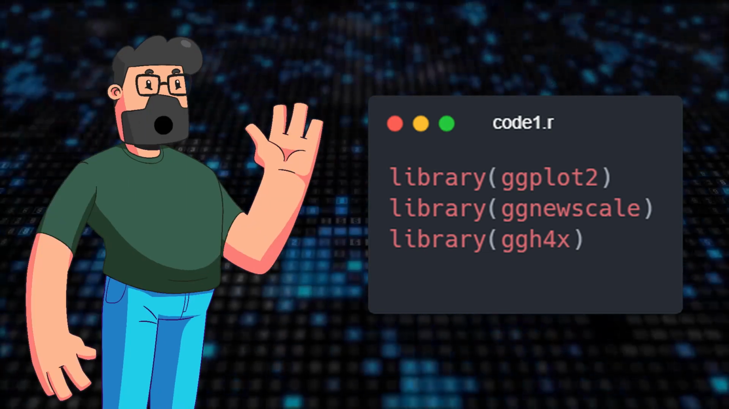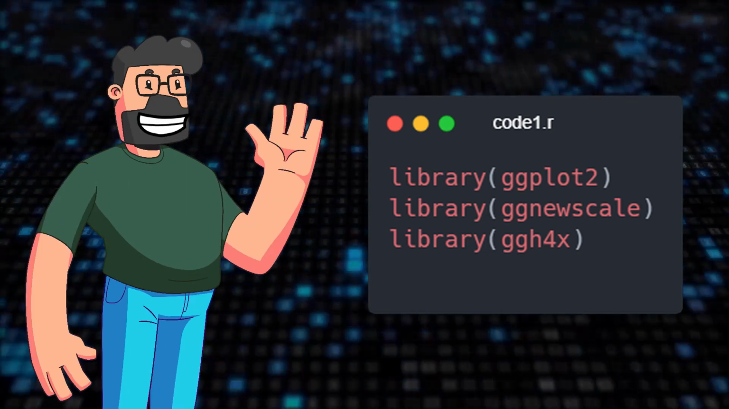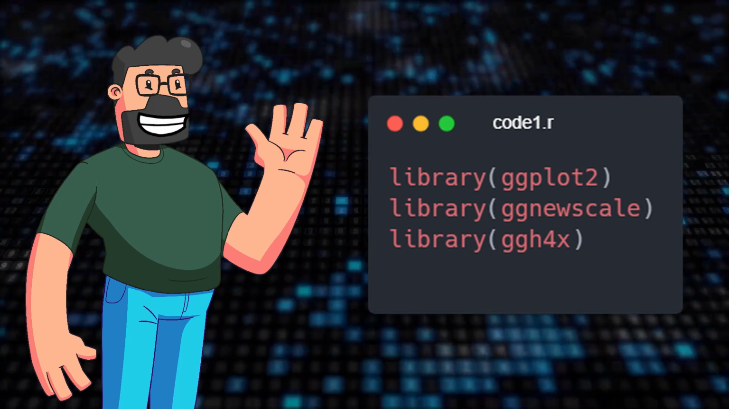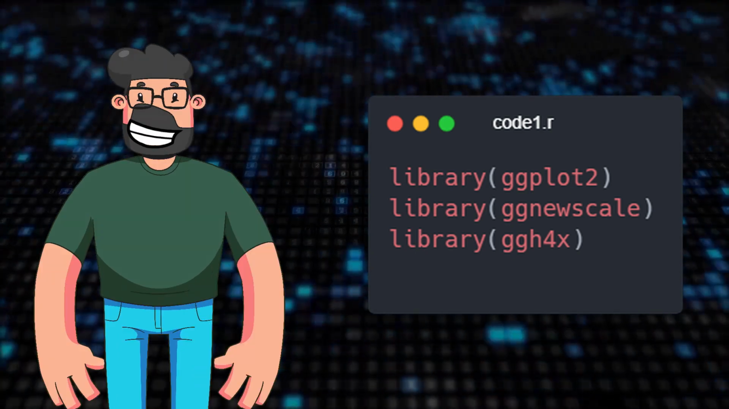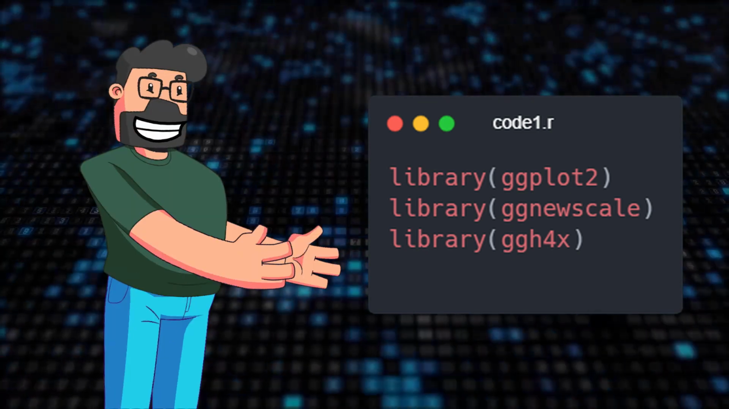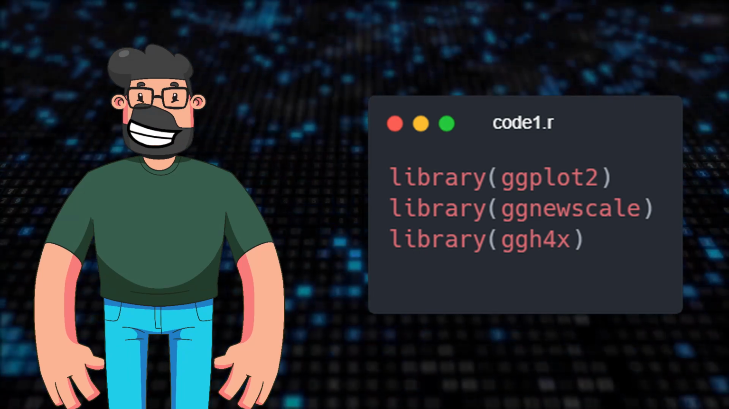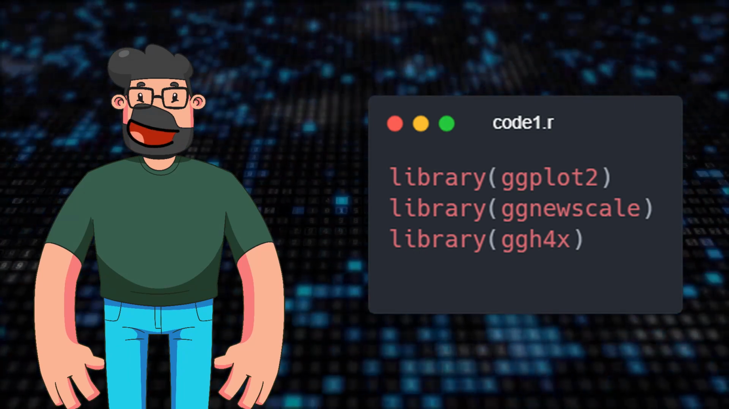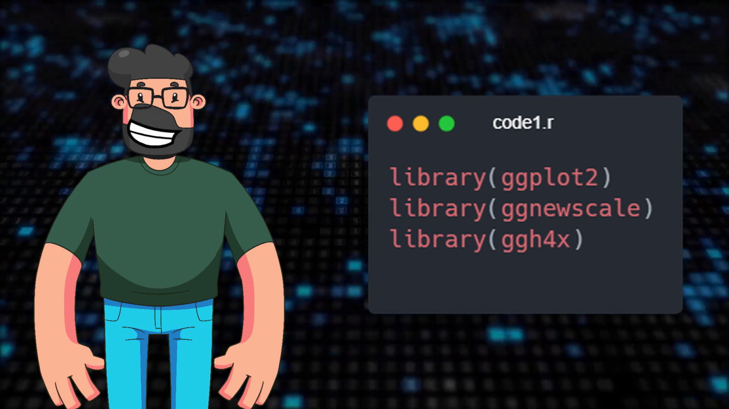To start off, we need to load the necessary libraries to enhance our ggplot capabilities. These include ggplot2, newscale, and ggh4x. These libraries will provide us with the tools needed to manipulate the legend layout and appearance.